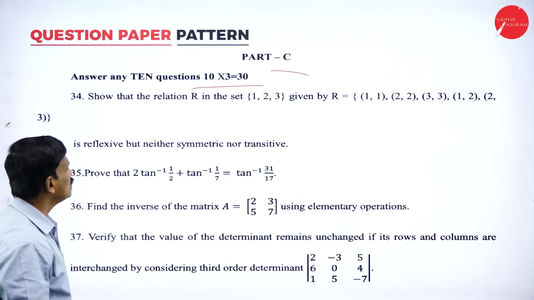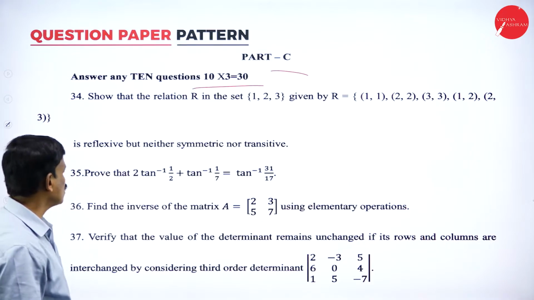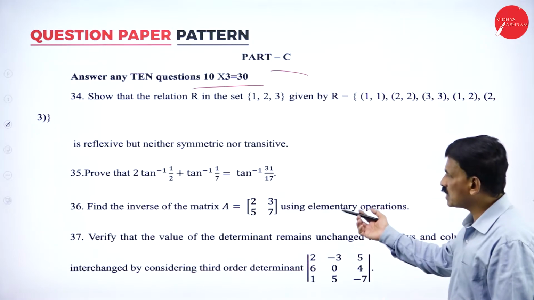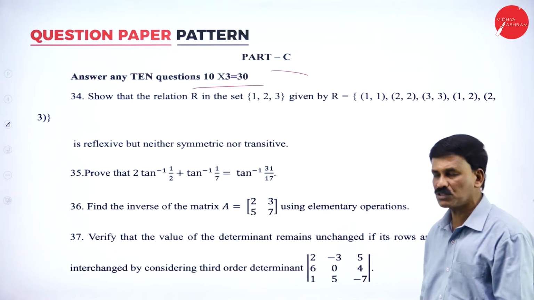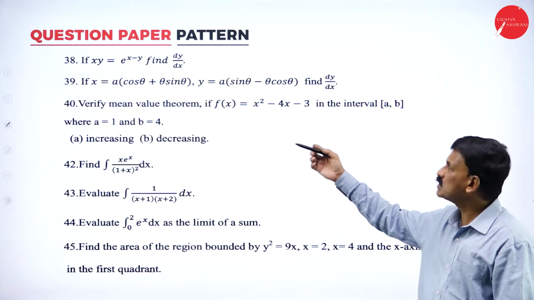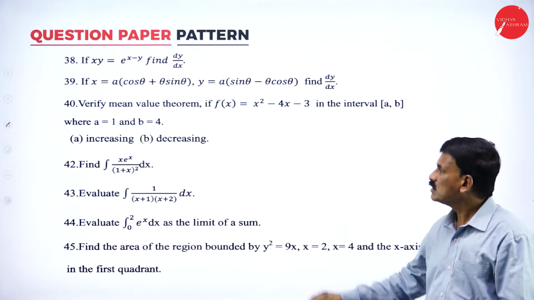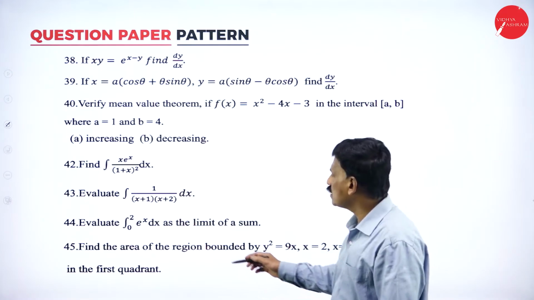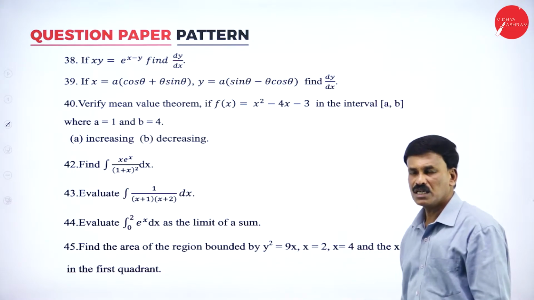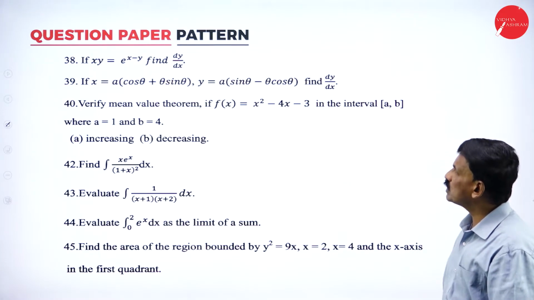As usual, in the first question, we will have relations and functions, the second one is inverse trigonometric functions, the third one is matrices, and the fourth one is determinants, question 37, for 3 marks. Then differentiations: types of differentiations, logarithmic differentiation, parametric, and mean value theorems, right? Then integrations, then definite integrals as limit of a sum, then finding the area, that is application of integration. So these all come under 3 marks questions. Now let us go to the next question.